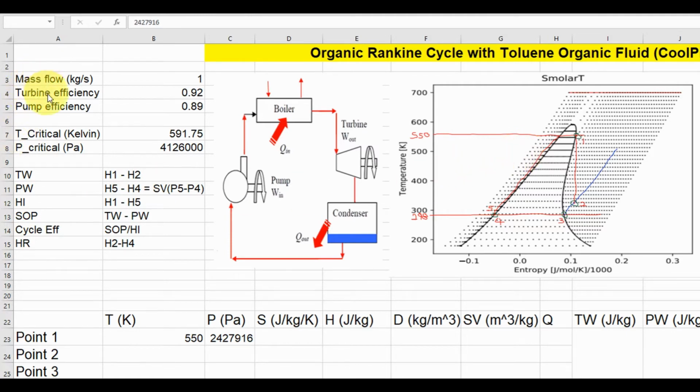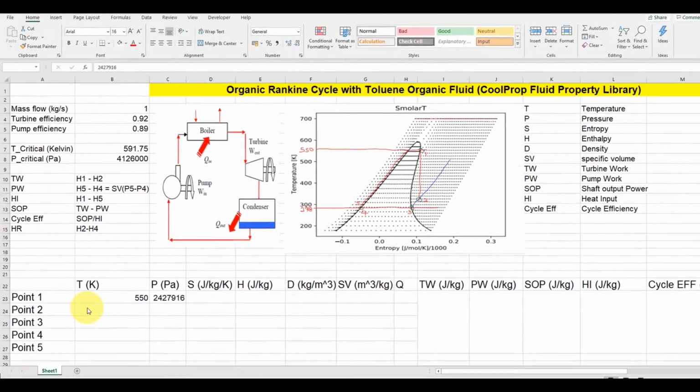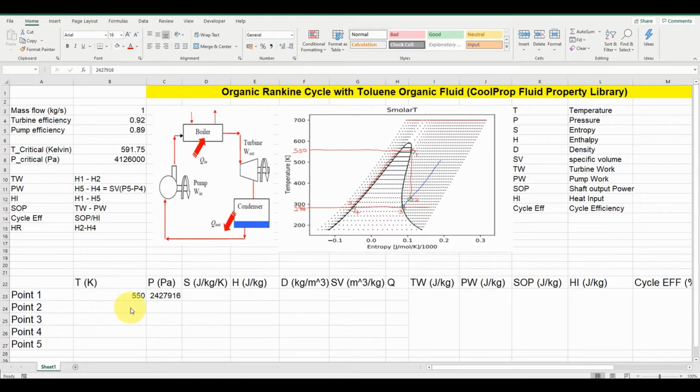We've also made some assumptions here. We've assumed that the mass flow of the toluene working fluid is 1 kilogram per second, and the turbine efficiency is 92%, which is 0.92. The pump efficiency, we assumed to be 89%, which is 0.89. So we'll just go through all the knowns to calculate our unknowns.